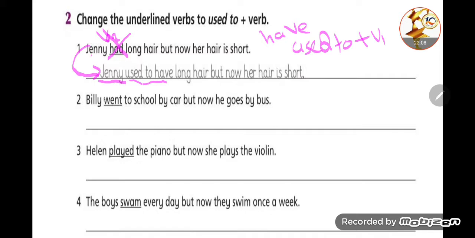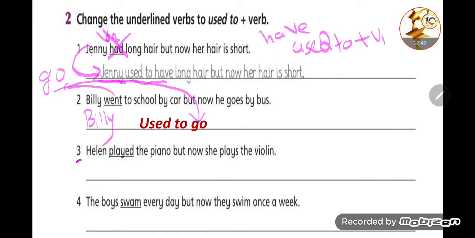نفس الشيء هون. Billy went to school by car but now he goes by bus. إذا هو كان معتاد يروح على المدرسة بالسيارة but now he goes by bus. هلا بيروح بالباص. إذا بنرجع هون شو الفيرب 1 من went؟ go. صح؟ بننزل Billy مثل ما هو، تمام؟ وبنضيف له used to وبنحط الفيرب 1. وين حطينا الفيرب 1؟ بعد used to. فبتصير Billy used to go to school by car but now he goes by bus. يلا نيجي لنمبر 3.